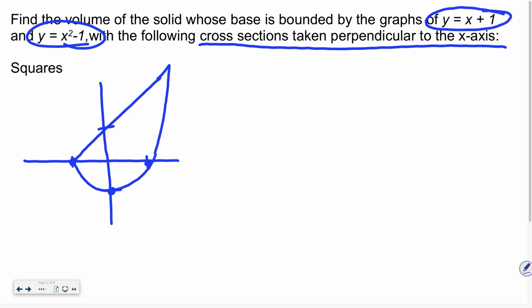This intersection point right here is pretty obvious. This is the coordinate (1, 0). But what's this intersection point up here? Okay, so we have our region, and we want cross sections perpendicular to the x-axis. So I'm going to draw in my rectangle, and we have thickness dx, which is telling us that we need to do this in terms of x.